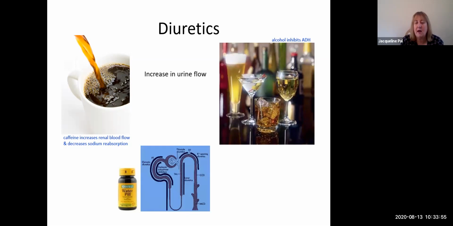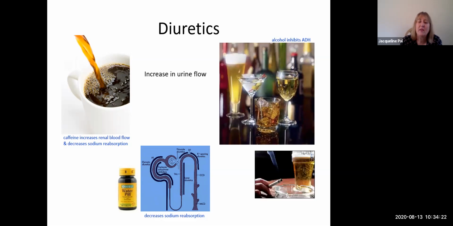Lots of folks, especially if you are in the 60 and older crowd, maybe you ask your grandparents, your parents, they take water pills. Most of these are going to work by playing with the sodium reabsorption. That's not relevant to you right now, but in case you had a parent or grandparent that took a water pill, now you know how it works.